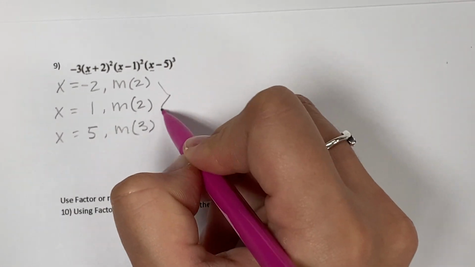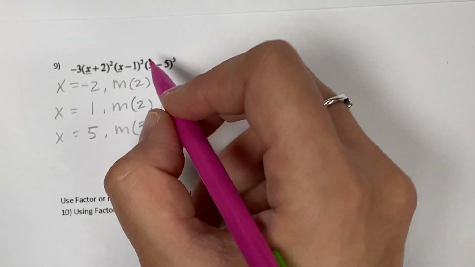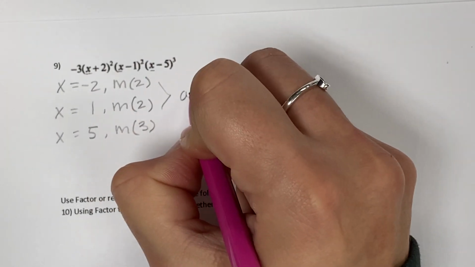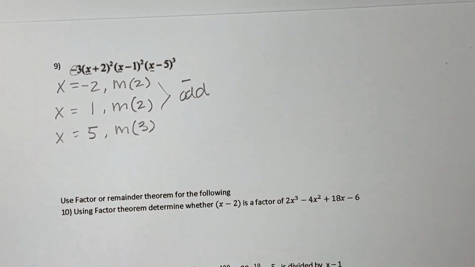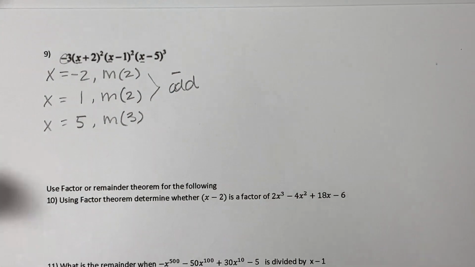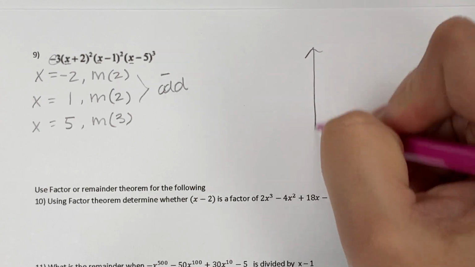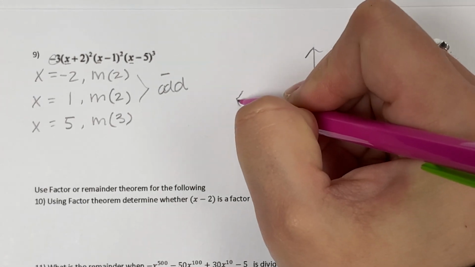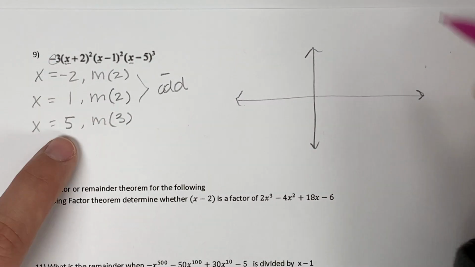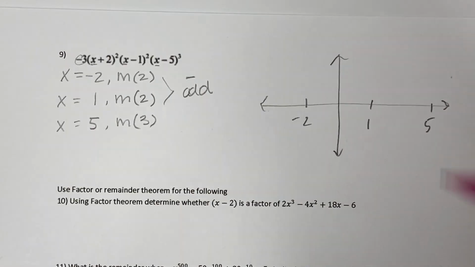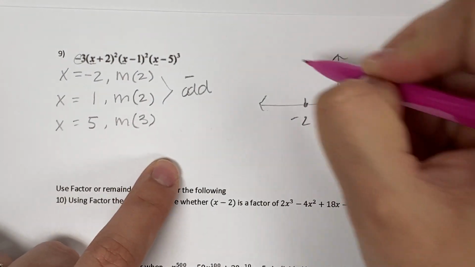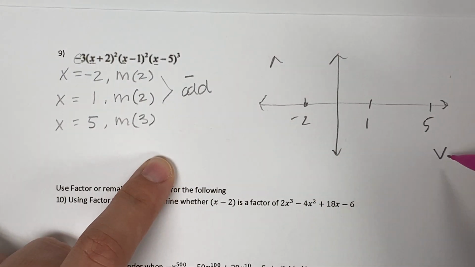If I add up this multiplicity, 3, 4, 5, 6, 7, that's an odd number. And then there's a negative in front, so our graph will be a negative odd. Okay, let's graph it. Plot my roots, negative 2, 1, 5. And negative odd starts up, ends down.